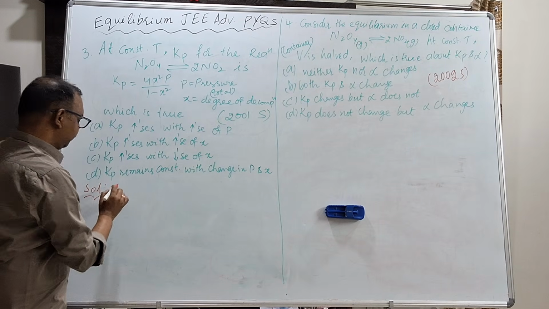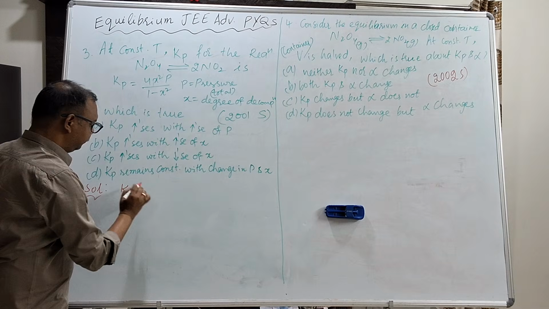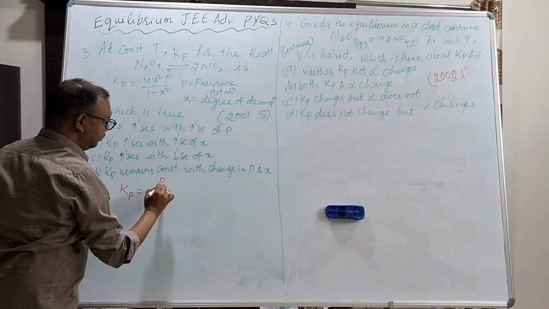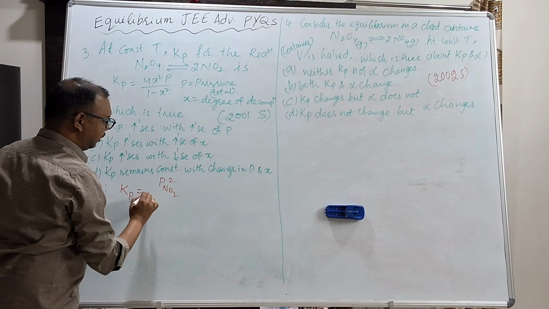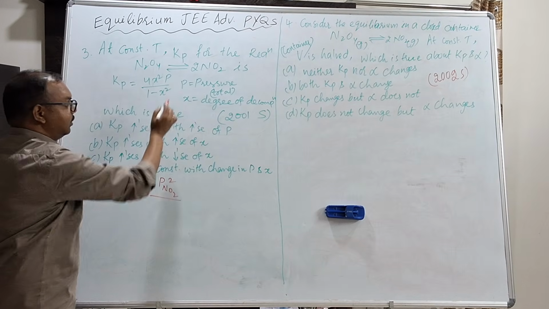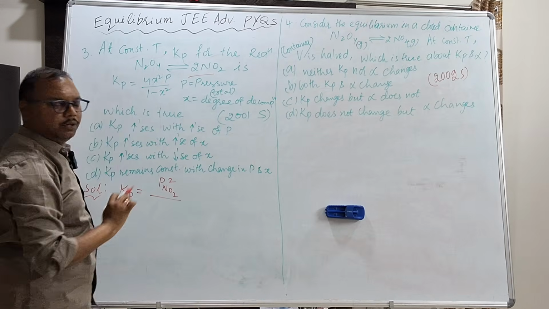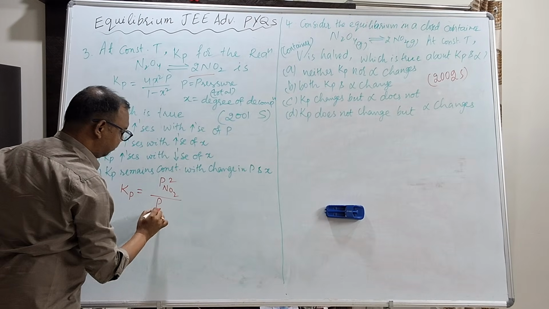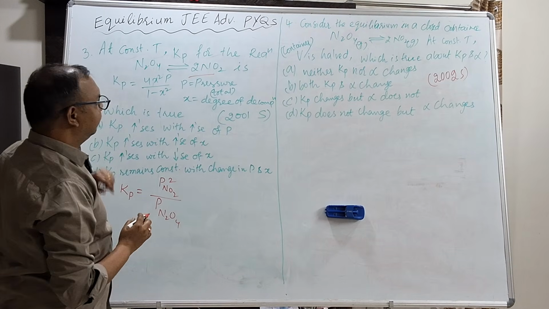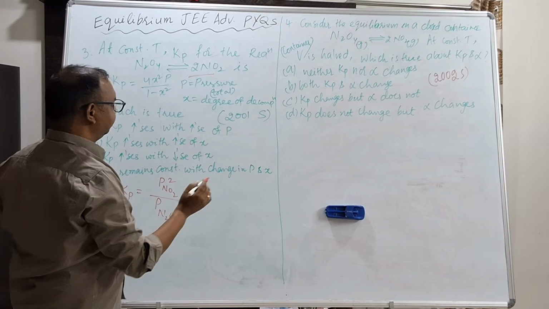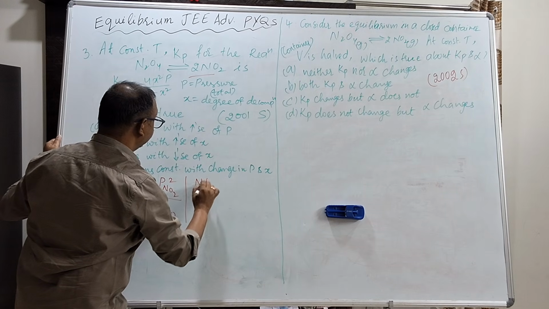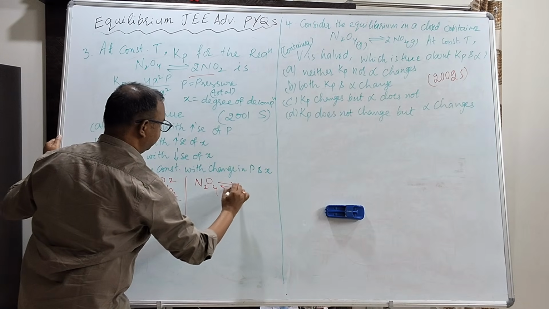You can see Kp is equal to, from the equation, the partial pressure of NO2, products by reactant. Equilibrium constant we can write as product by reactant: Kp is equal to partial pressure of NO2 first, then partial pressure of N2O4, PN2O4, you have to write like this. But we know that very well from the equation. I am writing the step, N2O4 gives 2NO2.